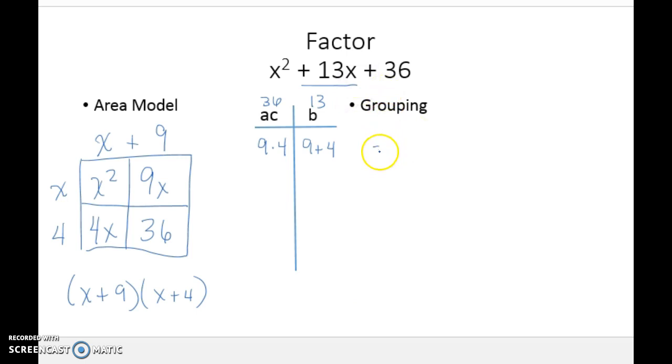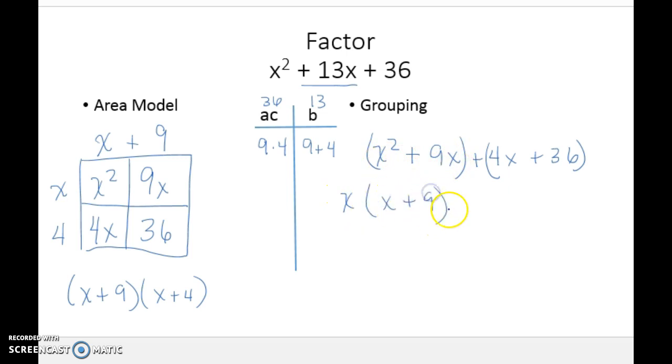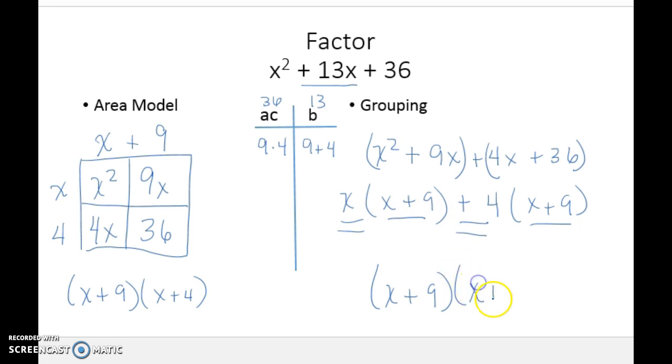So by grouping, we would do the same thing. But instead of writing it in a box, I'm just breaking 13x into 9x plus 4x plus 36. Group the first 2 and the last 2 together, bring out common factors. Bring out the 4. Notice they both have that x plus 9. That's going to be one of my factors. And then what's left is the x plus 4, and that's my other factor. You can always check, because if you distribute and multiply back through, you should end up with x squared plus 13x plus 36.